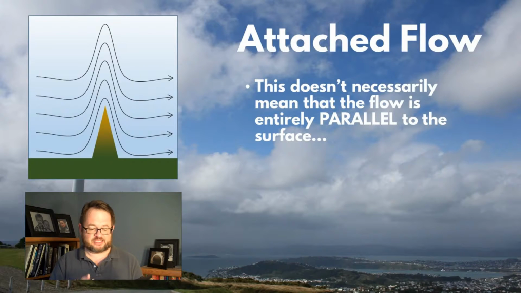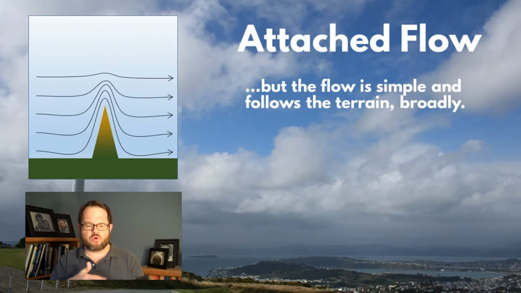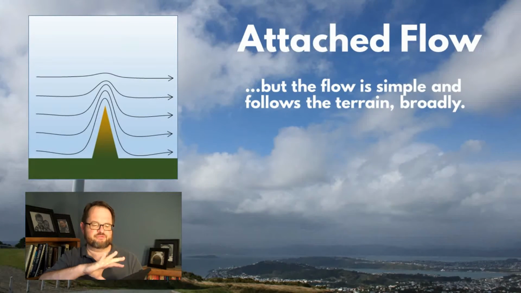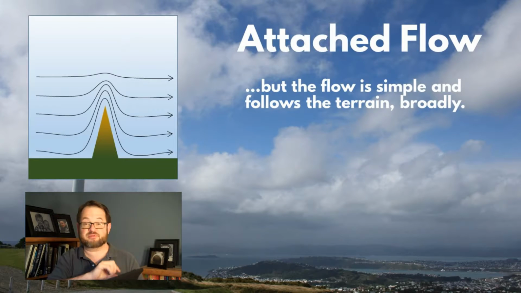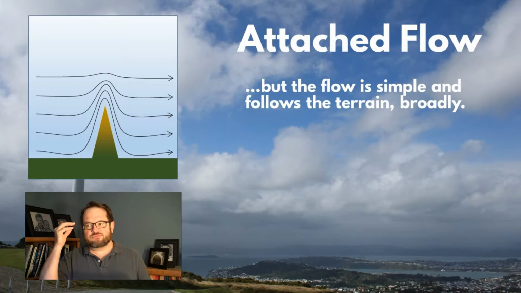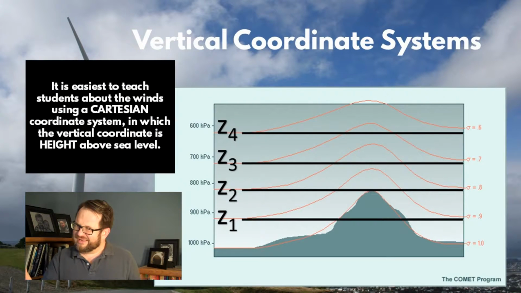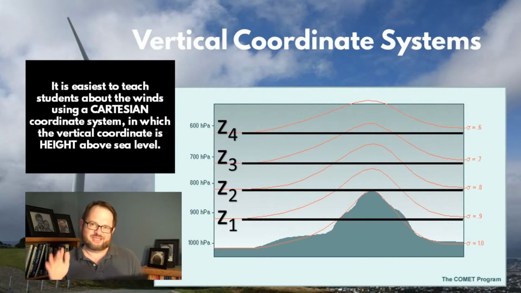That doesn't necessarily mean the flow is entirely parallel to the terrain like I have it drawn. It can be something more complex, like we saw in the previous lecture, where the streamlines might get closer together at the top of the hill. But broadly, the flow is following the terrain. We'll see when we talk about detached flow that it gets quite different. As I said, in the real world, practically nothing other than the ocean is going to work as attached flow, but the real flow is often pretty well approximated by attached flow.